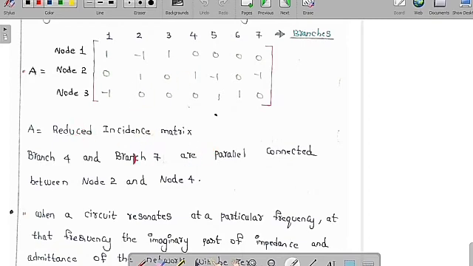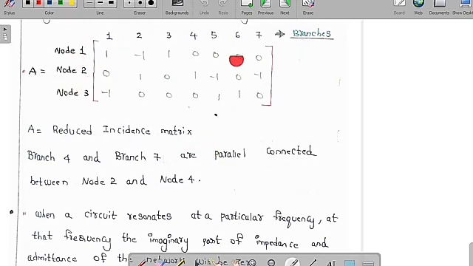You can see clearly here there are a total of 4 nodes. One of them is the reference node, that's why I have removed it here. And how many branches are there? 1, 2, 3, 4, 5, 6, 7. So 7 branches are present, and some are connected in parallel between node 2 and node 4. So basically there are 4 nodes and 7 branches.